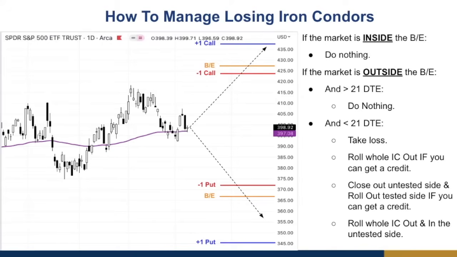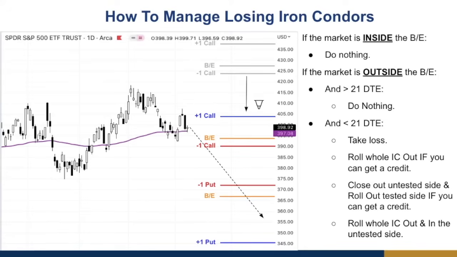Now, the last option would be to roll the whole iron condor out and in the untested side. All right, so it sounds complicated, but let me just explain it to you. So let's say, for example, the market goes down to test the put side, right? So the market for your put side is in the money past the break-even point. So what you want to do first of all is to close out this call spread, and then this is what you call rolling in and out.